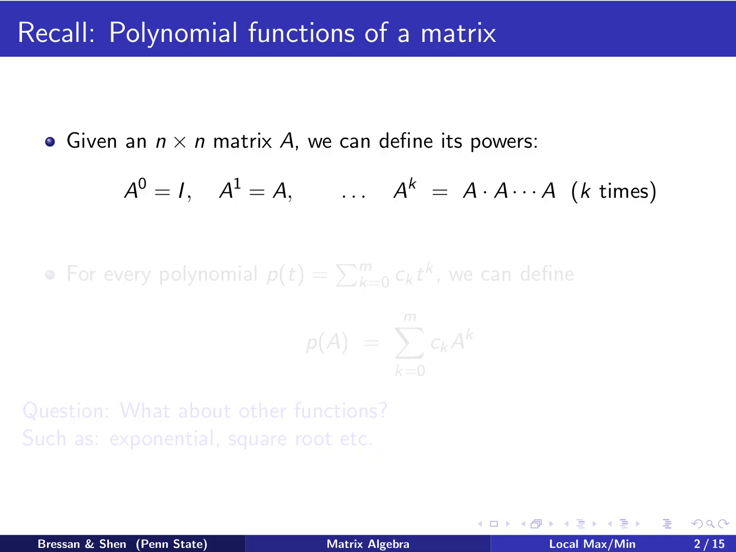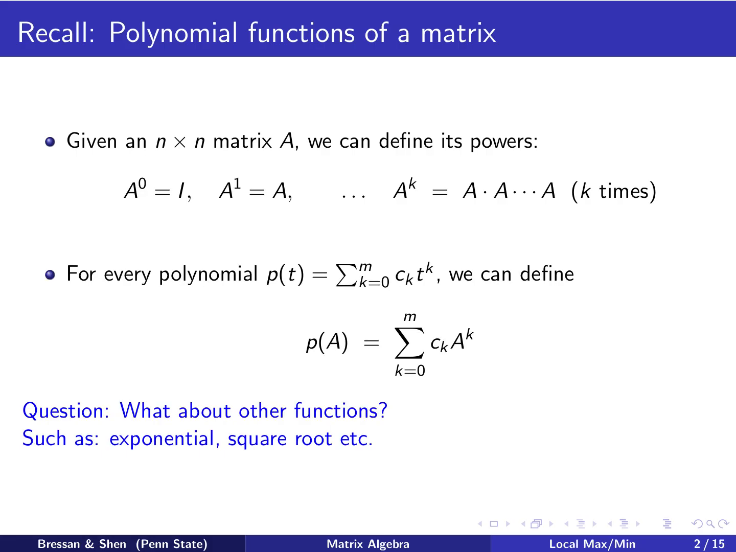Let's review what we have already learned on polynomial functions of a matrix. So given a square matrix A, n by n, we can define its powers as follows. A to the power 0 will be the identity matrix. A to the power 1 will be A, and A to the power k, when k is bigger than 1, will be just A times A times A, k times.